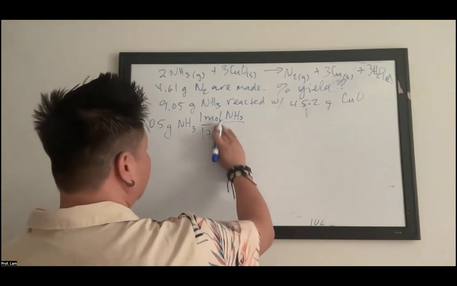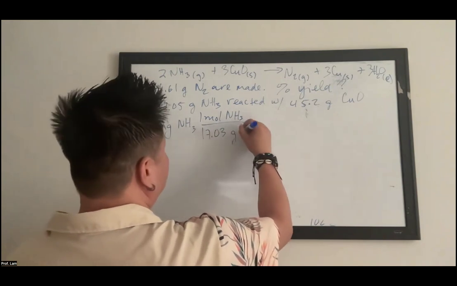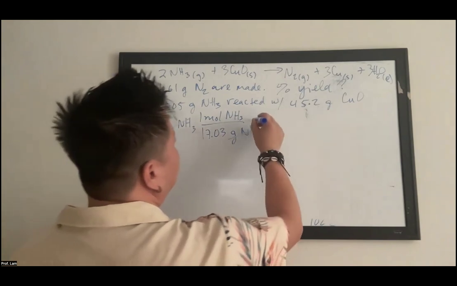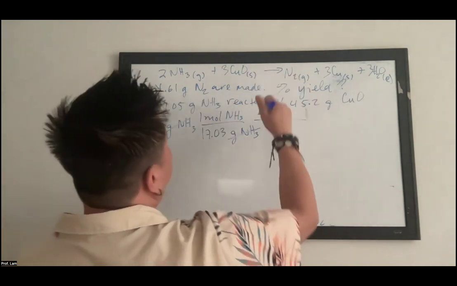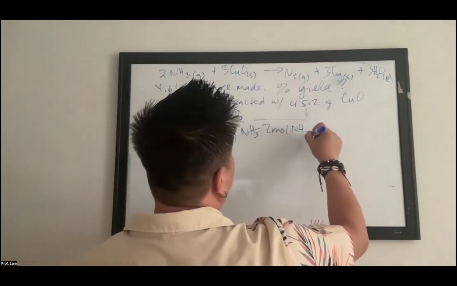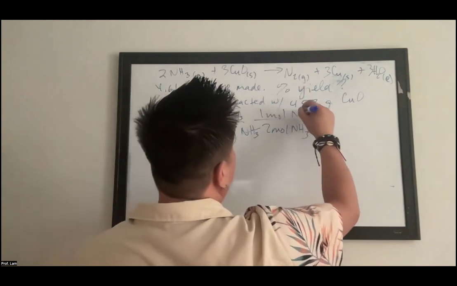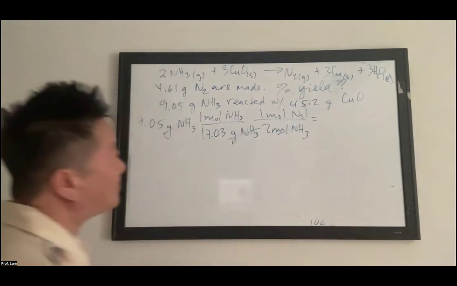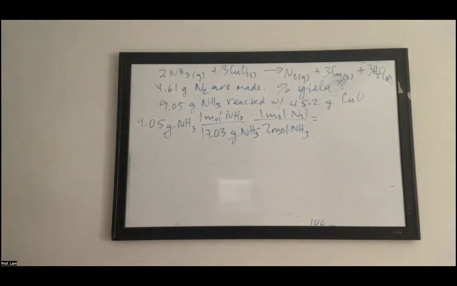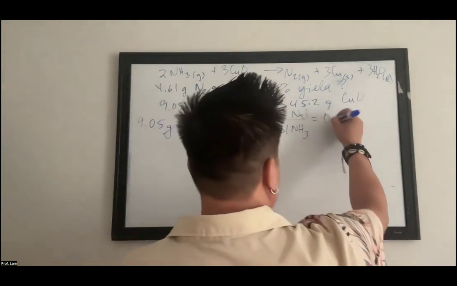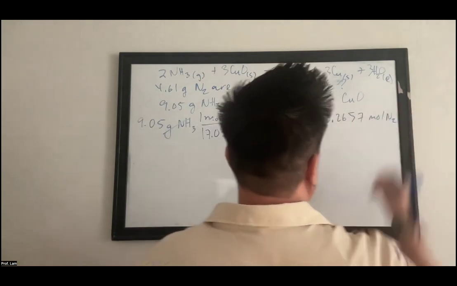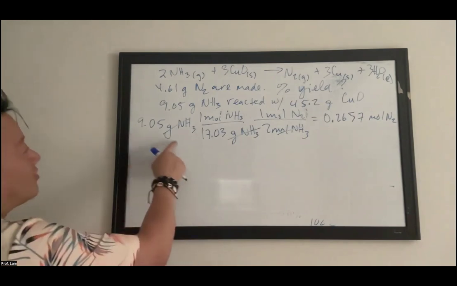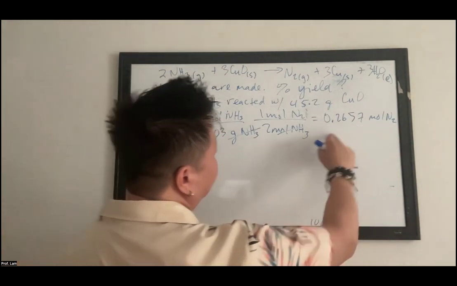Which is 17.03 grams of NH3. Okay, and then from moles of NH3, we need to go to N2, 2 moles of NH3 on bottom, right? 1 mole of N2 on top. And we'll stop there at the moles. Get the moles first. And again, keep at least 4 sig figs here, okay? So what we're saying is from 9.05 grams of ammonia, we can make this many moles of N2.